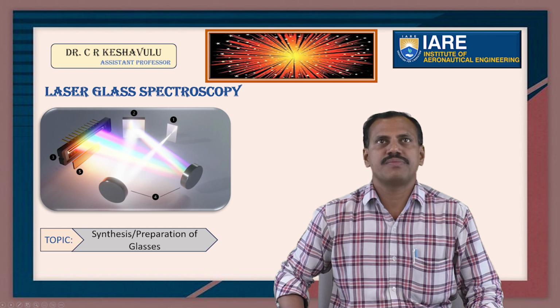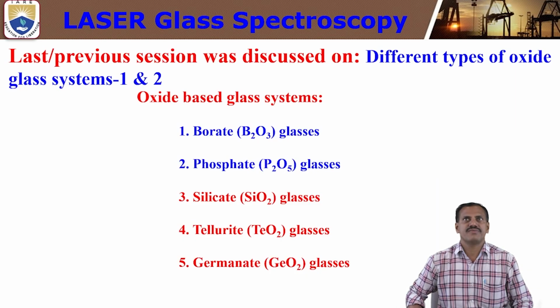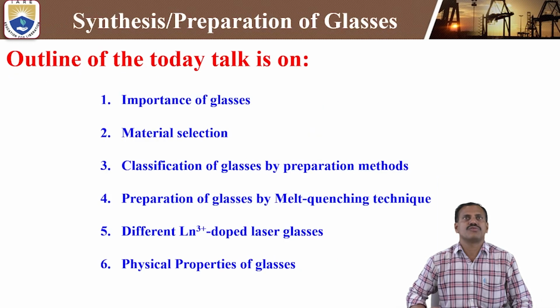In this topic, laser glass spectroscopy, the synthesis and preparation of glasses plays the main role. Our previous session discussed different types of oxide glass systems: borate based, phosphate based, silicate, tellurium oxide, and germanate glass systems. Now we are going to discuss the synthesis and preparation of glasses.